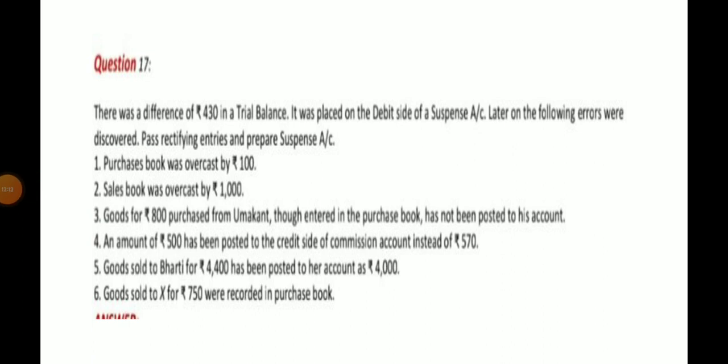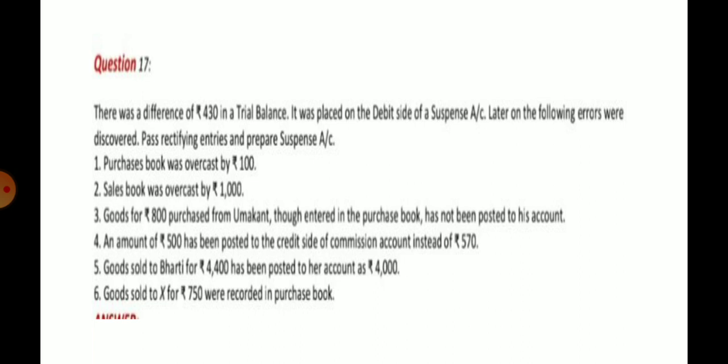Okay, now this is question number 17 from your book. There is a difference of 430 in the trial balance. It was placed on the debit side of the suspense account. Later on, the following errors were discovered. Pass the rectifying entry and prepare the suspense account. So first, the purchase book was overcast.